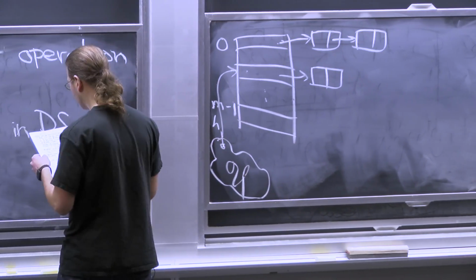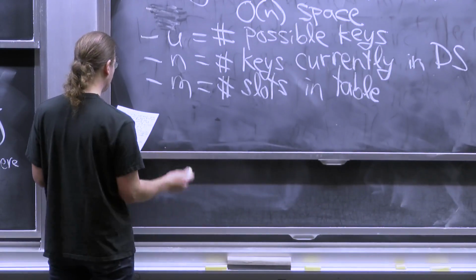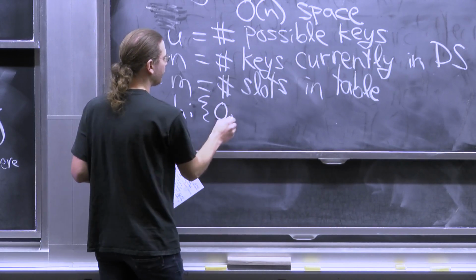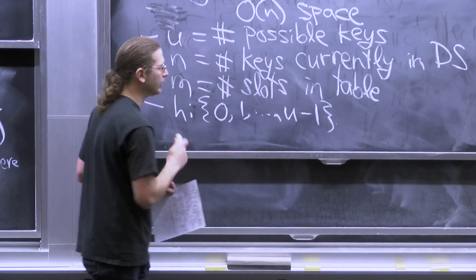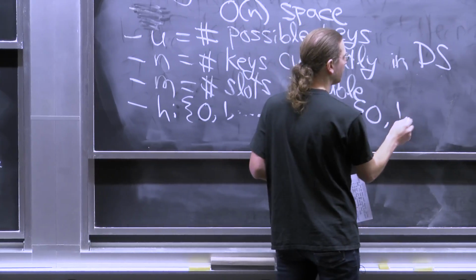All right, so we have a hash function which maps the universe. I'm going to assume the universe has already been mapped into integers, 0 to u minus 1, and it maps to slots.